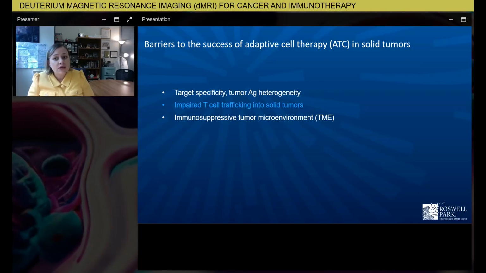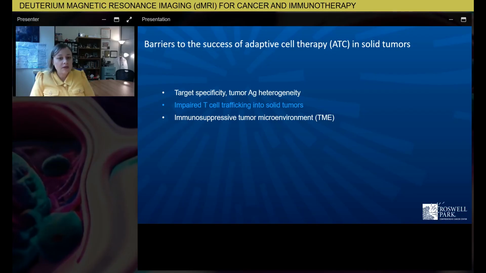But the next frontier is actually solid tumors. So currently, the success of adoptive cell therapy in solid tumors is not really a success. It's kind of a disaster story, only 10% response rates. And why is that? What's different about blood cancers versus solid tumors is really target specificity. So there's tumor antigen heterogeneity. For example, on leukemia cells, if it's a B-cell leukemia, CD19 is universally expressed on the cancer cells. But in solid tumors, there may be several different types of antigens that are expressed on various sections of the tumor. And the other really important aspect is they impair T cell trafficking to solid tumors.